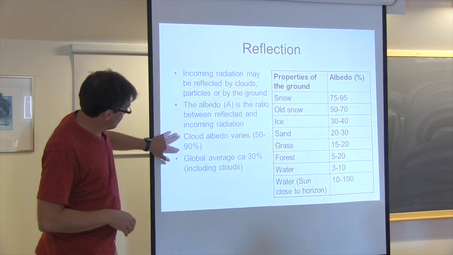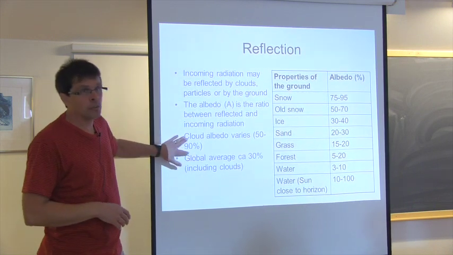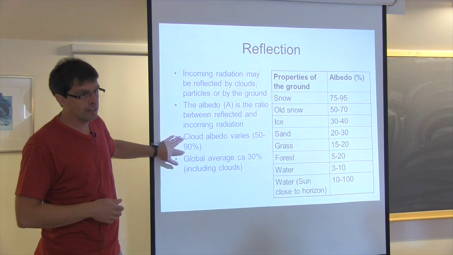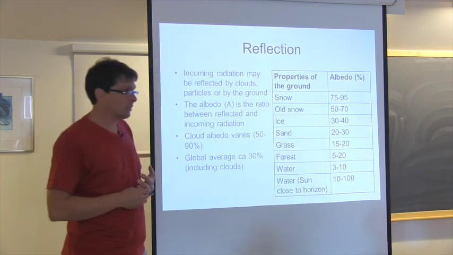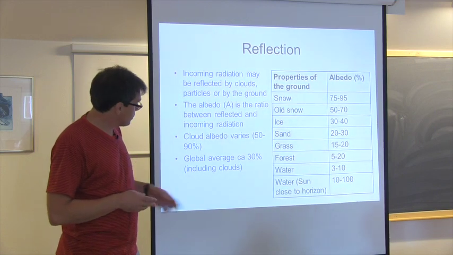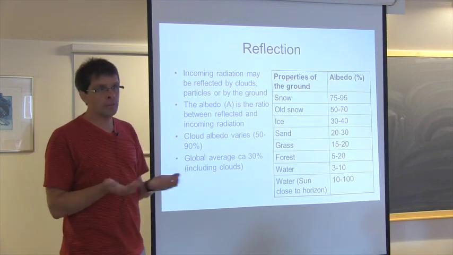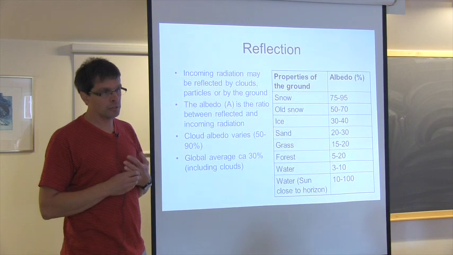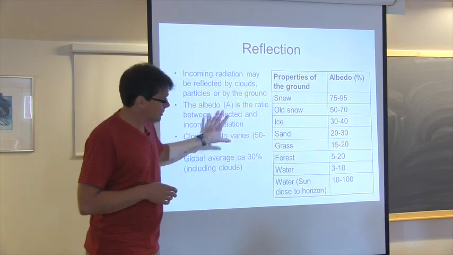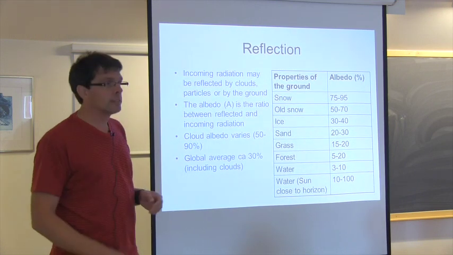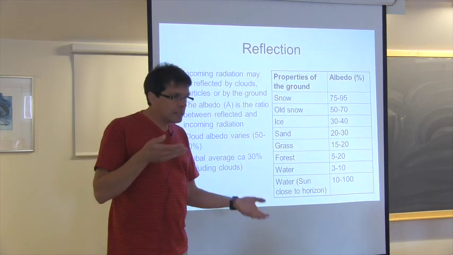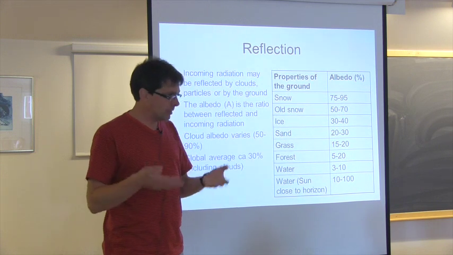Other things that I should mention here is that clouds are also quite white, and they also have a relatively high albedo, just like the ice and snow on the ground. So the global average is about 30% or so, including the clouds. So that's just a few things on the albedo. And that means that the incoming solar radiation will heat the surfaces differently at different places.